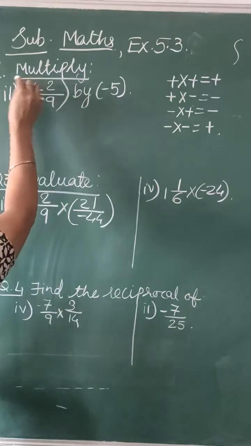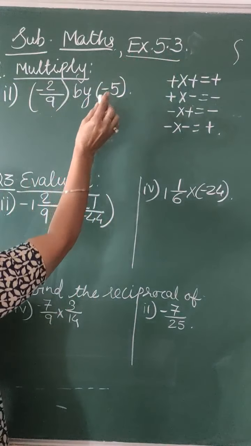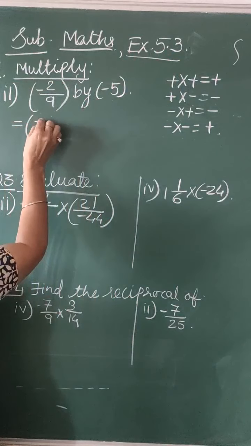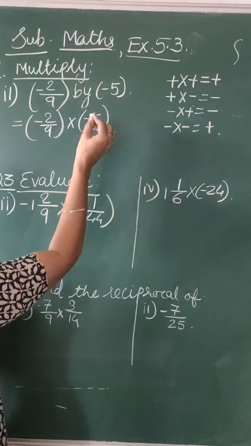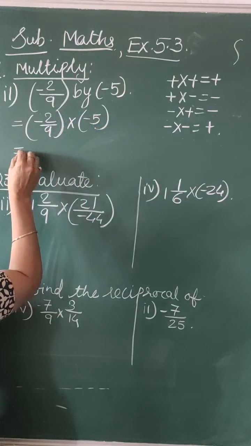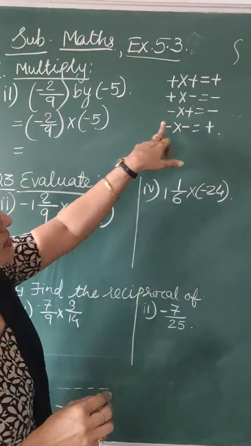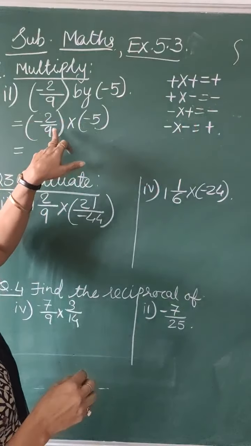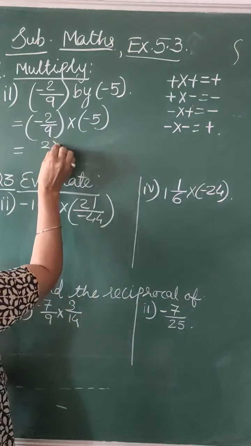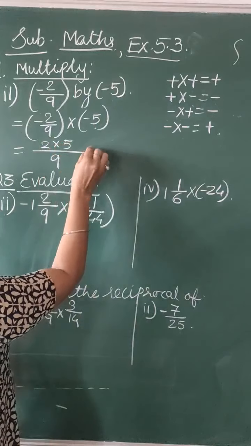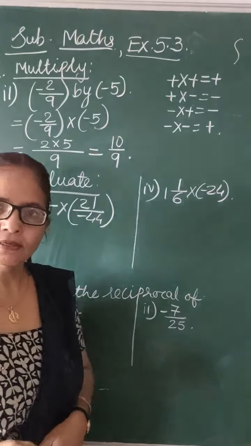Let's see question number 1 of exercise 5.3. You have to multiply minus 2 by 9 by minus 5. So what you will do? First you will write minus 2 by 9 into minus 5. Now I already told you, it is simple. First you simplify the signs. You know minus into minus is plus. So no need to write the sign, and multiply numerators. So 2 into 5. In this way you can write 2 into 5 by 9. Now simplify. 2 5s are 10. 10 by 9 is the answer.